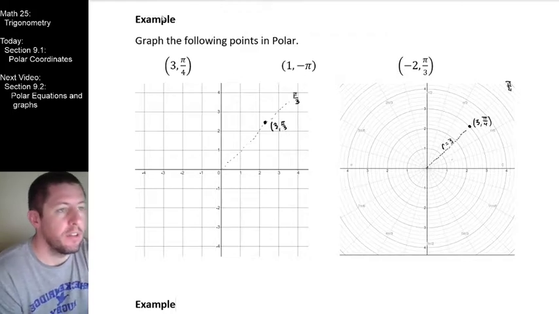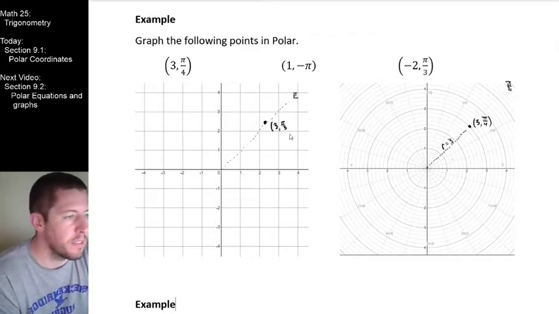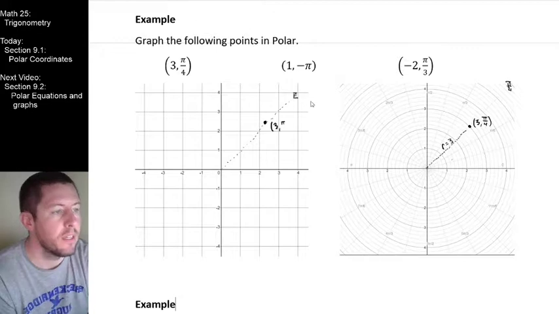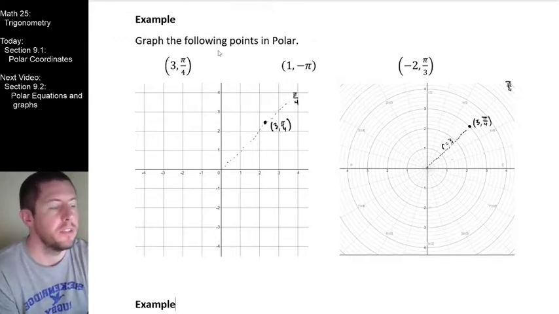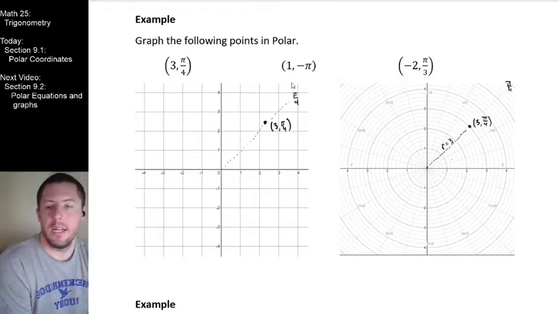And I wrote pi thirds twice now, even though I mean pi fourths, because I'm thinking about 3 being that radius right there. So let me fix this, pi fourths. So that should be our point 3, pi over 4. So let's go ahead and do this again. My next point is 1, negative pi.